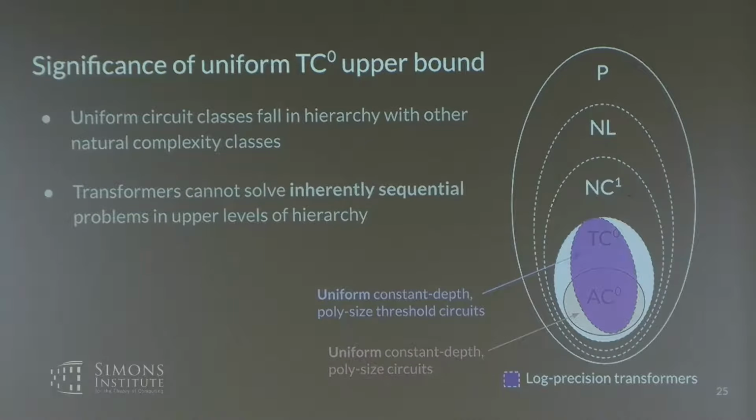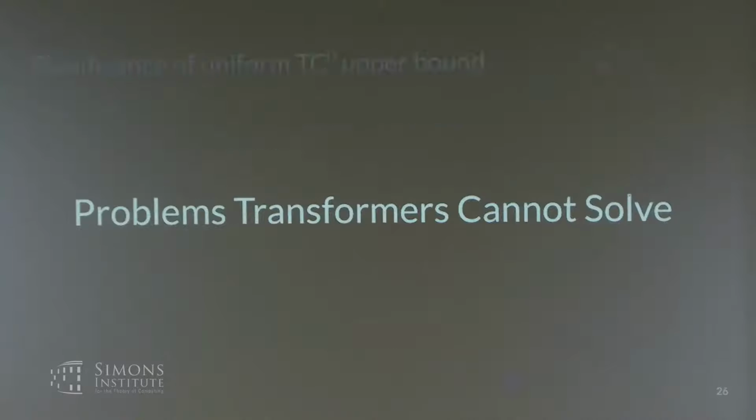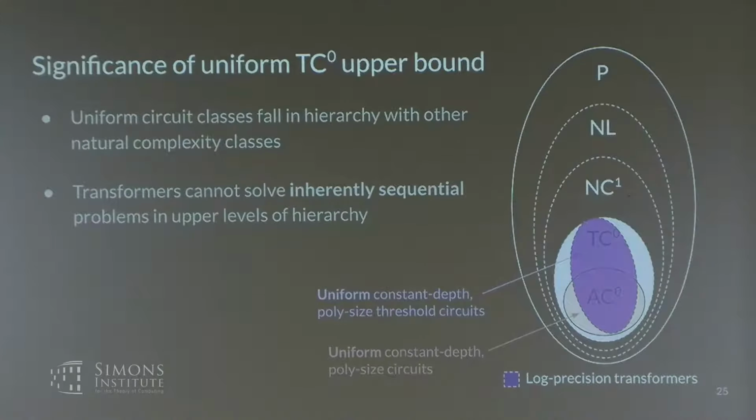And by placing transformers within TC0, we're basically putting them in the lower levels of this hierarchy, which means that they can't express the problems that are inherently sequential, that are complete for the upper levels of the hierarchy. And of course, this is under complexity assumptions. So basically, assuming this hierarchy doesn't collapse, that conclusion holds. But if TC0 equals NC1, then this whole thing falls apart.